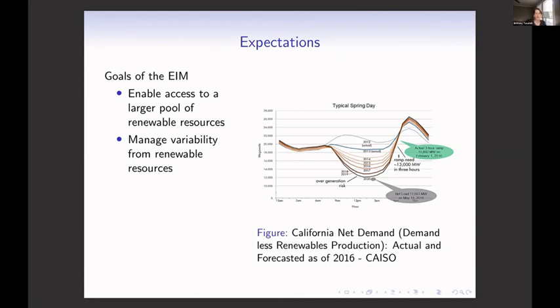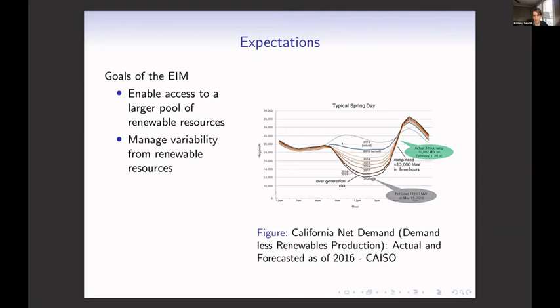But the other thing that EIM is intended to do is to help manage variability from these renewable resources. And so to explain how that can change electricity market operations and dispatch, I wanted to use an example from California of their duck curve. So what the duck curve is, it's basically just residual demand. So it's electricity demand less renewable resource production, and it's plotted by hour of day.